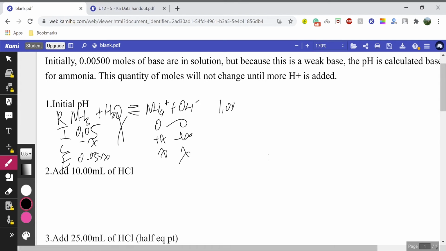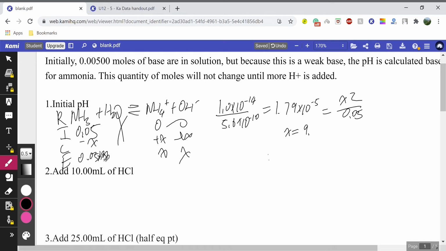So Kb will be 1.0 times 10 to the negative 14 divided by 5.6 times 10 to the negative 10. So let's calculate for Kb. 1.0 e to the negative 14 is on the top, 5.6 e to the negative 10th on the bottom. That gives 1.79 times 10 to the negative 5th. We set this equal to x squared divided by 0.05. And we can remove this minus x because of how small our x is. Now multiply 1.79 times 10 to the negative 5th by 0.05, and then take the square root of that, to get x equal to 9.45 times 10 to the negative 4th.